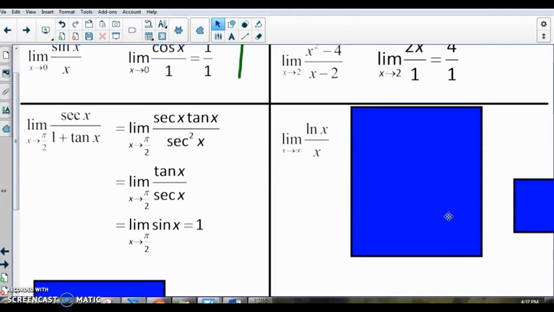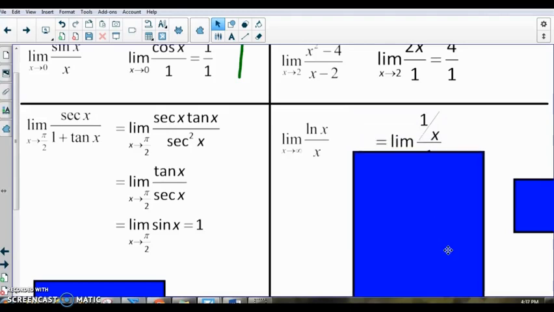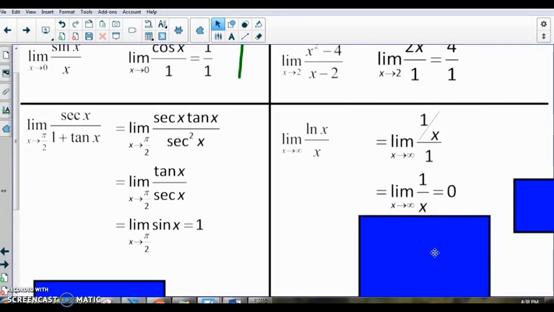All right, last problem in case 1. Derivative of natural log of x is 1 over x. Derivative of x is 1. The limit as x goes to infinity, so 1 over infinity, is really just equal to 0. So I was able to solve 4 problems with using L'Hopital's rule.